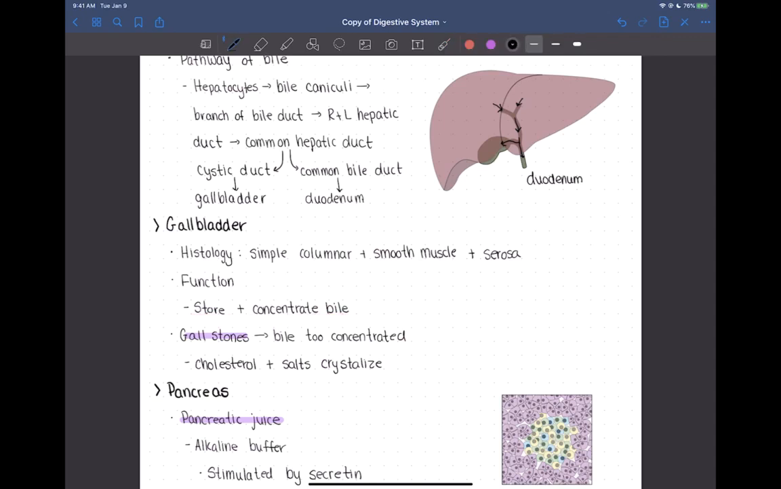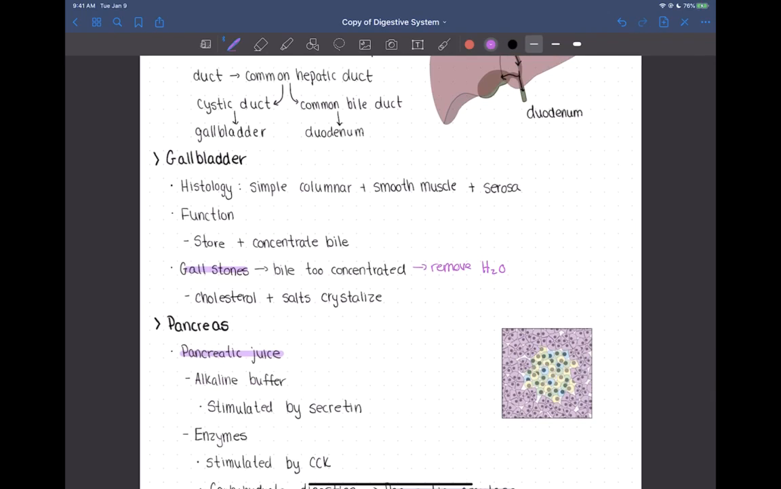Its function is to store the bile and to concentrate it. By concentrate it, we just mean that it's going to be removing water. So it's going to remove water to concentrate that bile. Then when the gallbladder contracts, the duodenum is going to get this really concentrated shot of bile.